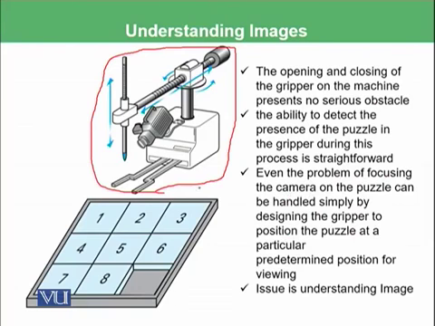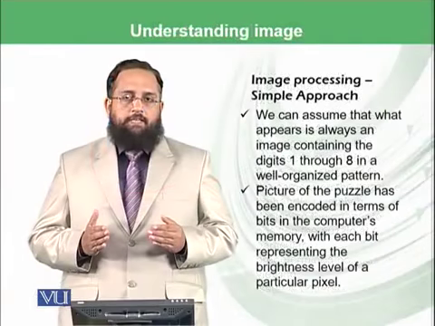So what is the problem? The problem is that whatever image this camera has taken, how can it be understood? If we are able to understand the image, that is, what the position of the digits is at the moment and which digit should be moved upward or downward, that is the main thing. So how do we process such an image?